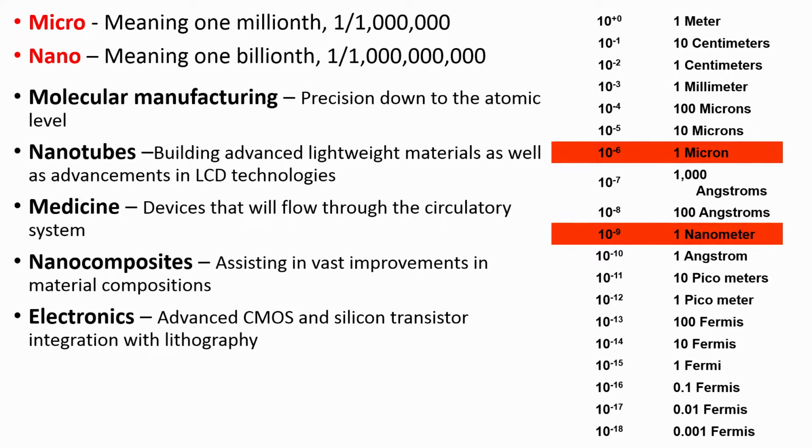In the same way, when you talk about medicine, there are devices that will flow through the circulatory system. They are all micro and nano devices, and a lot of research is going on in this domain as well. Nanocomposites assist in various improvements in material composition, while in electronics you are talking about advanced complementary metal oxide semiconductor and silicon transistors fabricated with lithography. So, when you talk about sensors and actuators, it does not mean that you are just talking about the phenomenon or mechanism.